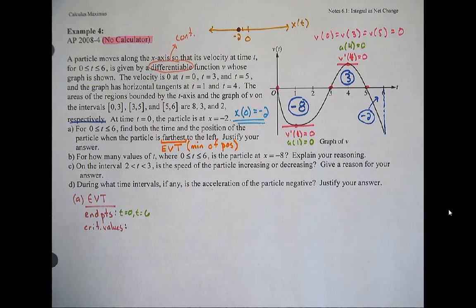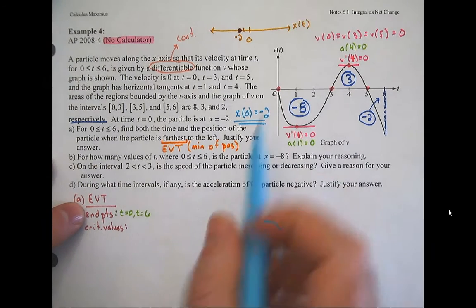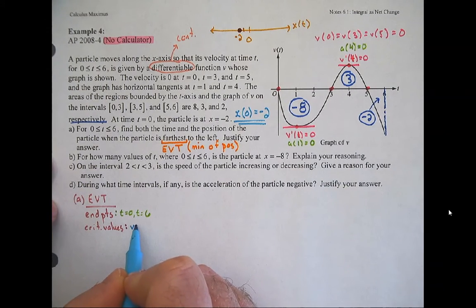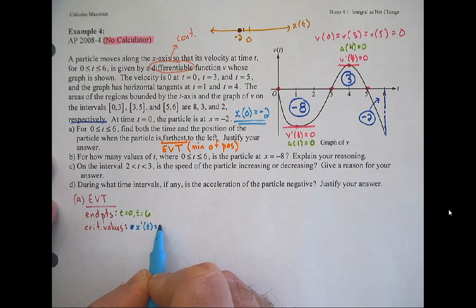A critical value occurs when, in this case, let's just use our variables. What variables? We have v. When v prime of t, wait, is it v prime or? No, it's x prime. We're talking about position. When x prime of t equals 0 or DNE.